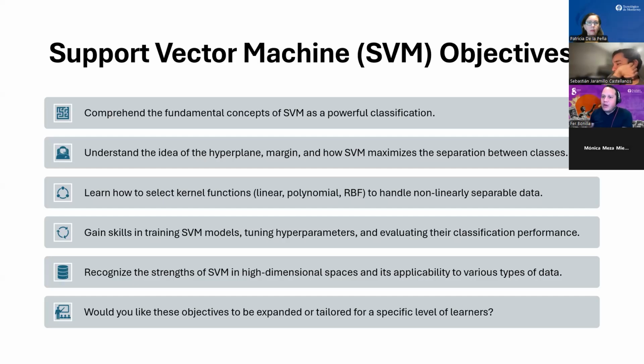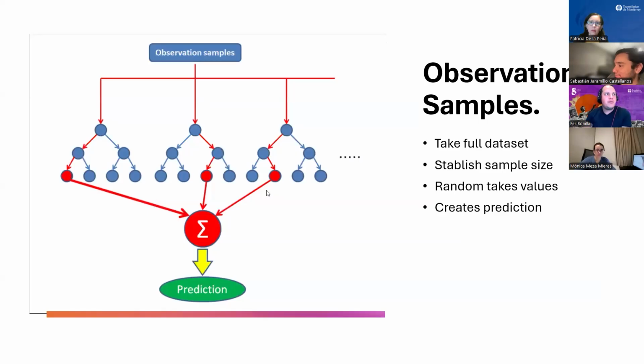Because if you remember, last class we saw logistic regression, which is a very linear separation. This one, rather than a line, is a plane that would help you split the data. Lastly, you will recognize the strengths of SVM in high dimensional spaces and its applications to different datasets for classification. And you'll also focus on identifying the different levels that are tailored for this particular classification model.